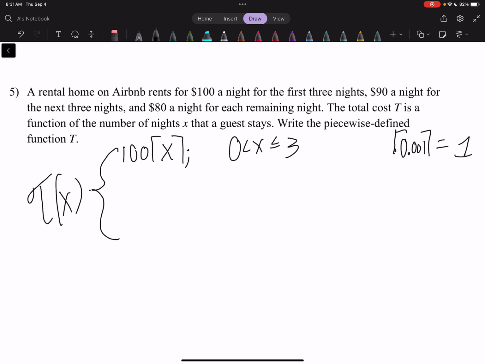$90 a night for the next 3 nights. So 90, ceiling function of x, minus 3, where 3 is less than x, less than or equal to 6. And I about left off my y-intercept, how much money I've already spent. I've spent 3 nights in this hotel at this point, so I'm adding $300 to my total.